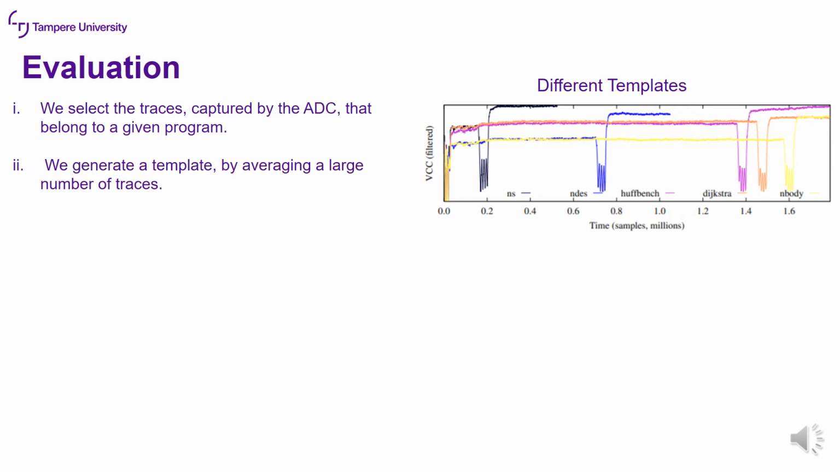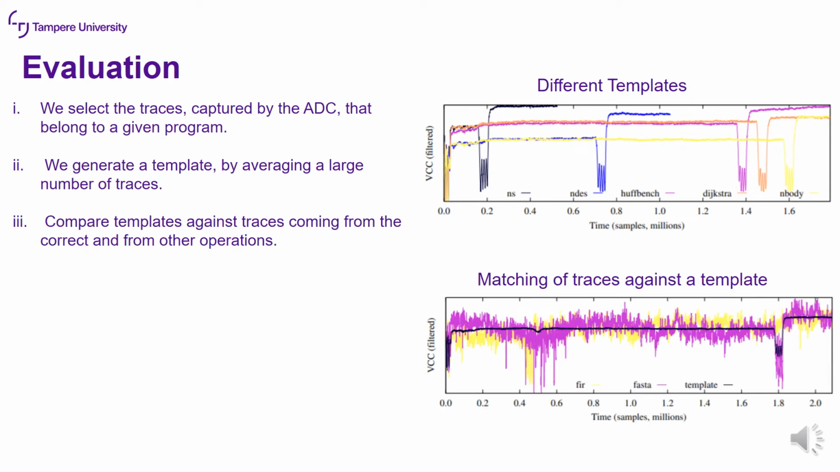Then, we compare the template against traces that belong to the corresponding operation, and also against traces that shouldn't match a certain template, since they come from different operations. As we can see in this other figure, the purple trace coming from the FASTA operation matches perfectly with the FASTA template, while the yellow trace coming from the FEAR operation does not match with the template.